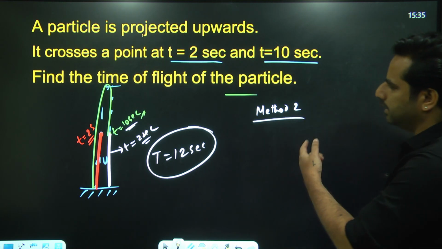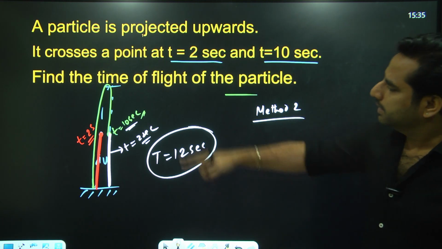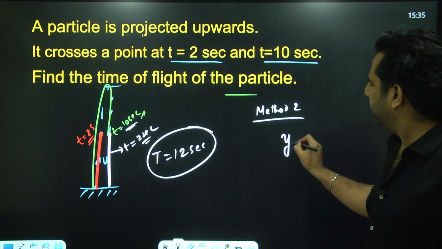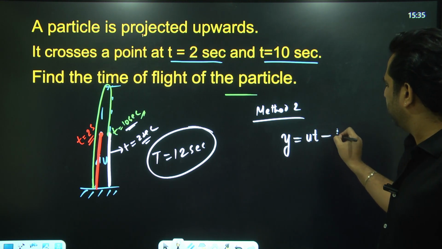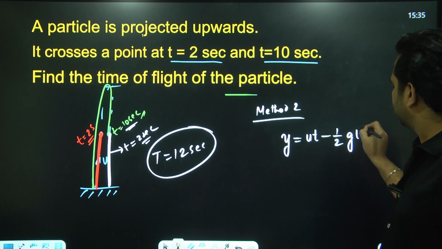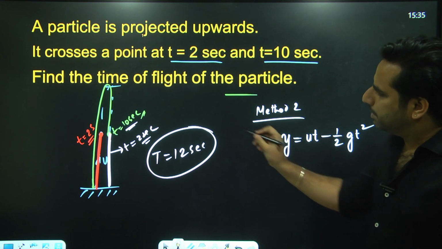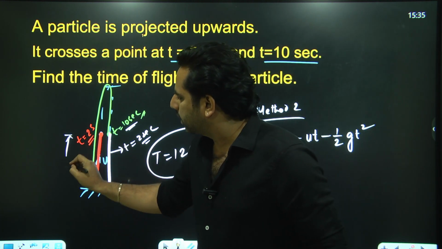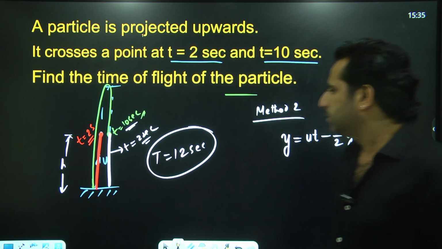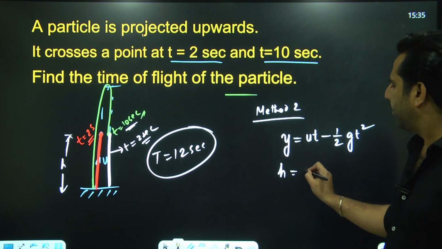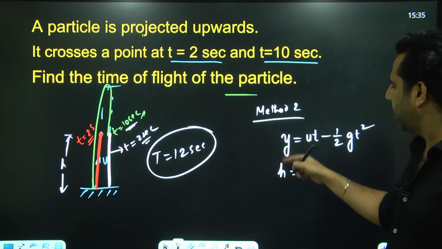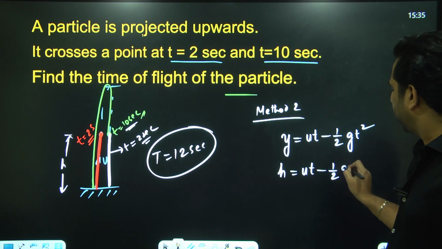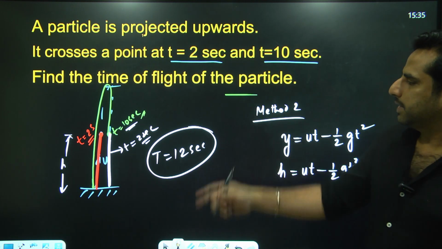To approach the same problem, for this particular case, the equation of motion would be y is equal to ut minus half gt square. Let me say the certain point which it is crossing is at a height h. So the displacement h happens at 2 instants of time. So substitute y as h in this. I am trying to find at what time the displacement h happens.